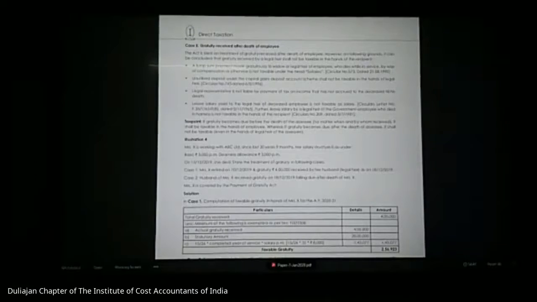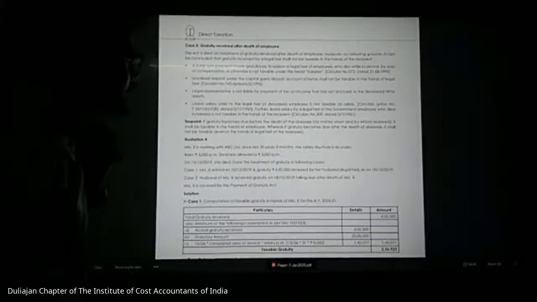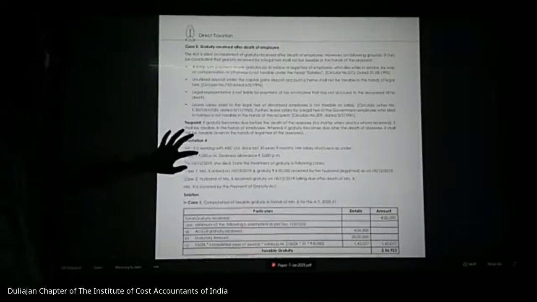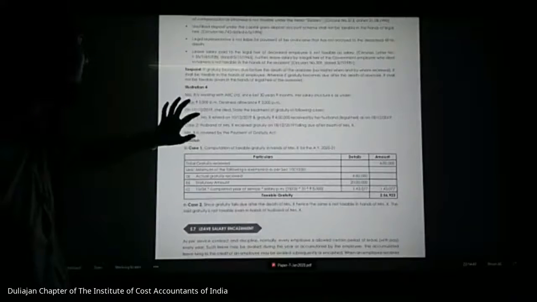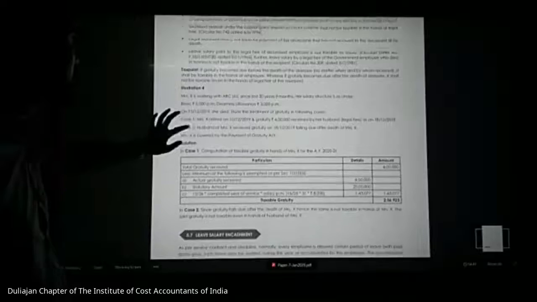Unutilized deposit under the capital gain deposit account scheme shall not be taxable in the hands of the legal heir. Then the legal representative is not liable for payment of tax on income that has not accrued. Okay, let us solve this illustration only. These theories are boring. Just go through it, you will understand.